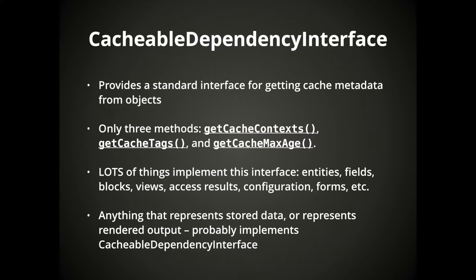So basically, anything in Drupal that represents output that can be put onto a page anywhere probably implements cacheable dependency interface. So if you have any question about it, you can just fire up your console or your devel PHP page on your site and say, hey, node, is there a get cache tags method on node? And odds are it will respond and give you an array of cache tags.